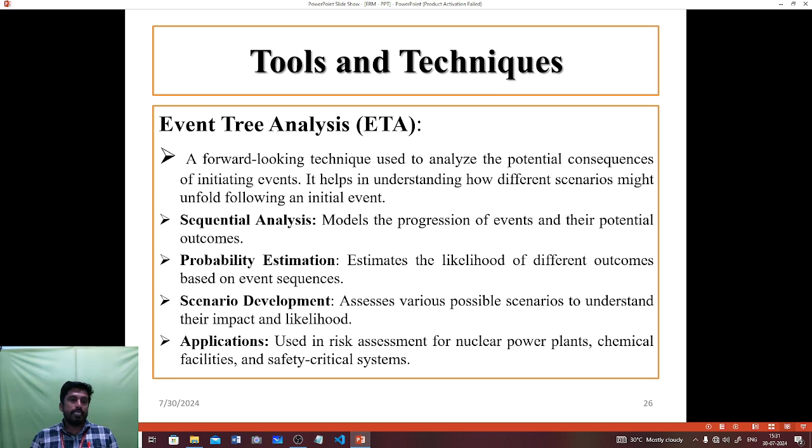The third one is event tree analysis, ETA, a forward-looking technique used to analyze the potential consequences of an initiating event. It helps to understand how different scenarios might unfold following an initial event. It has sequential analysis, probability estimation, and scenario development. Sequential analysis models the progression of events and their potential outcomes. Probability estimation is estimating the likelihood of different outcomes based on the event sequence. Scenario development assesses the variations and understands their impact and likelihood. Its applications are in nuclear power plants, chemical facilities, and safety critical systems.